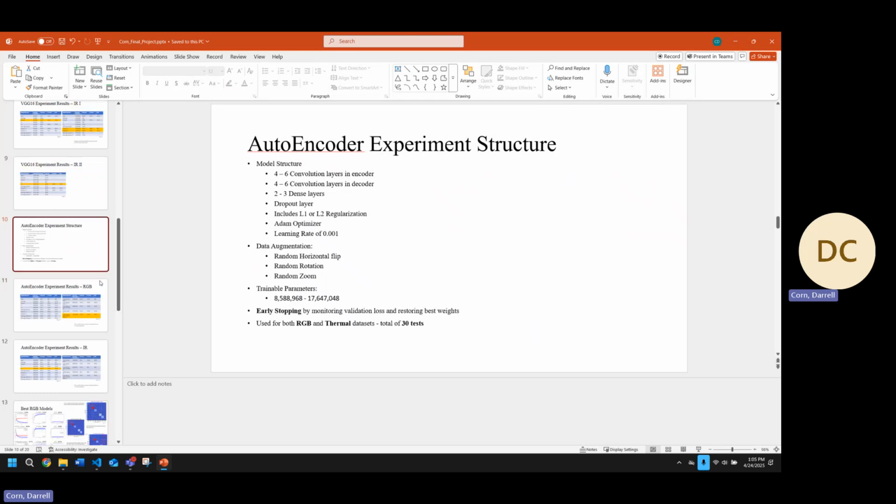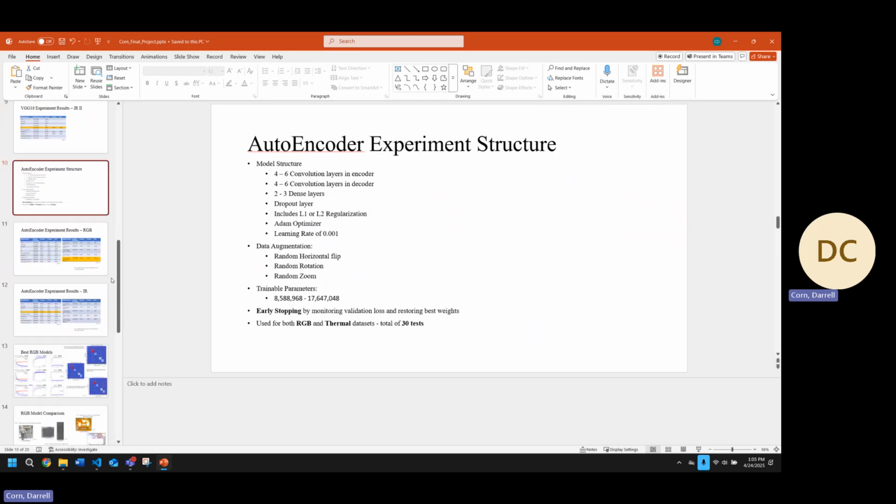Okay, now let's talk about the autoencoder a little bit before we go into the results. The model structure I tried for this, anywhere from like 4 to 6 convolution layers in the encoder and the decoder. Some dropout, some regularization, some data augmentation, and anywhere from 8.5 to 17.5 million parameters. All of this combined to about a total of 30 tests for the RGB and thermal data sets.